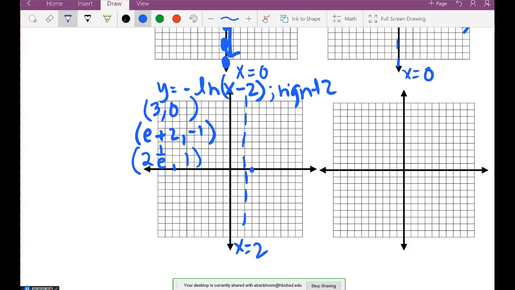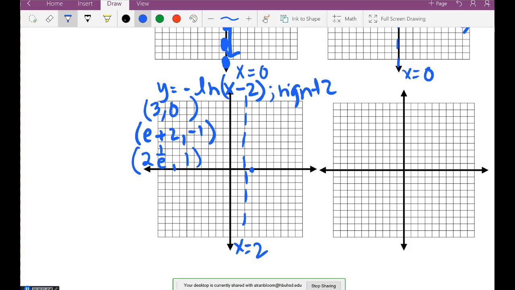Yes? You're right, we did do that. We did 2 plus 1 over e, but you can simplify that. Okay, so 2 plus 1 over e is exactly the same as 2 and 1 over e. Okay, can someone tell me what two integers should we plot e plus 2?